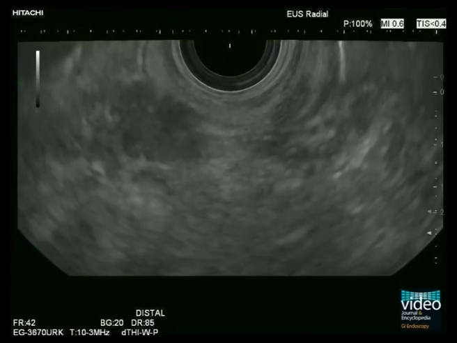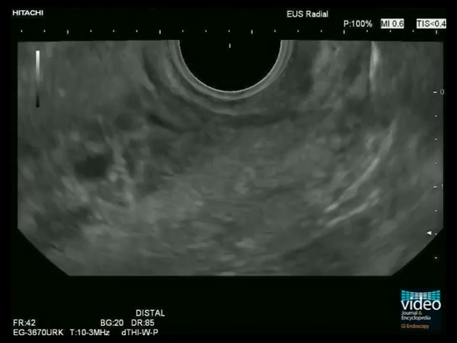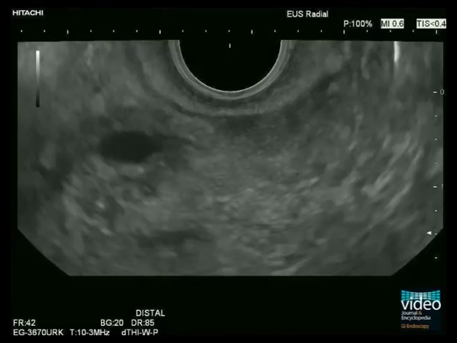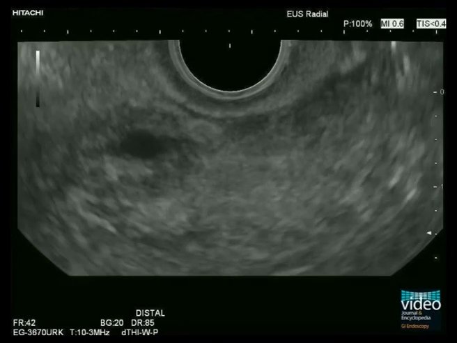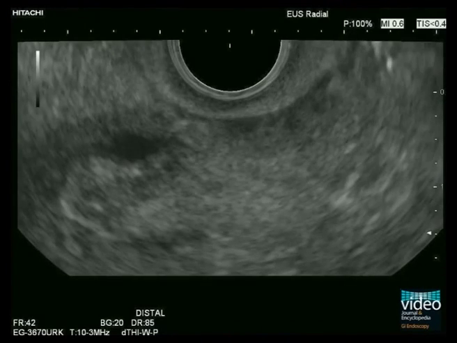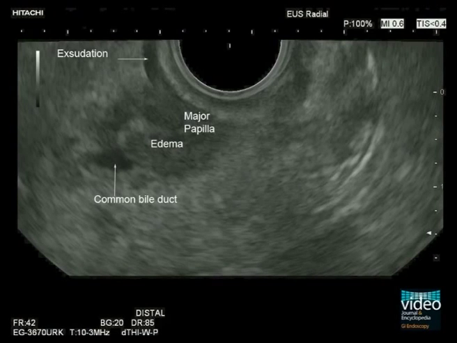biliary pancreatitis. Radial EUS shows discrete exudation and edema of the papilla and the distal bile duct. As in the majority of patients, the causal small gallstone has already passed, and ERCP is superfluous.